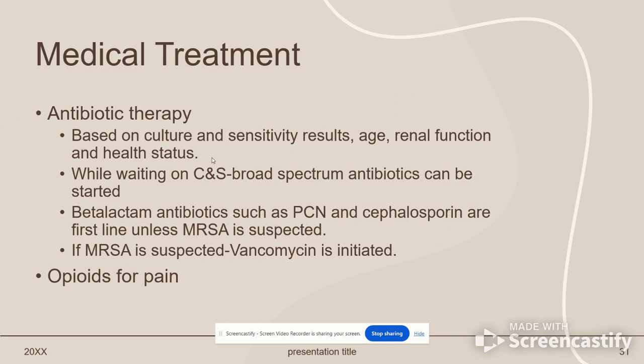Beta-lactam antibiotics such as penicillin and cephalosporin are typically the first line unless MRSA is suspected. If they are suspecting MRSA as the cause, then vancomycin is initiated treatment for these patients. We can give them opioids for pain. For diet, we want to have them increase their protein intake, which is going to help with wound healing. We want to have these patients decrease their carbs and increase vegetables, but definitely increase protein for wound healing.